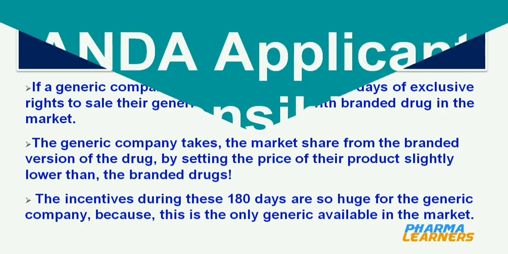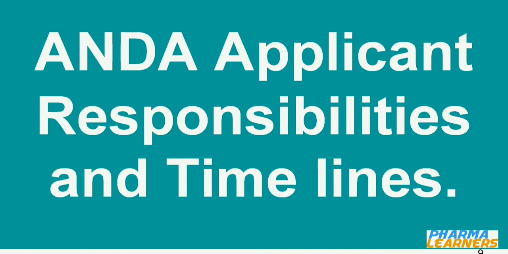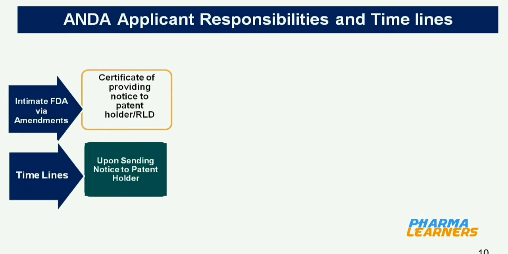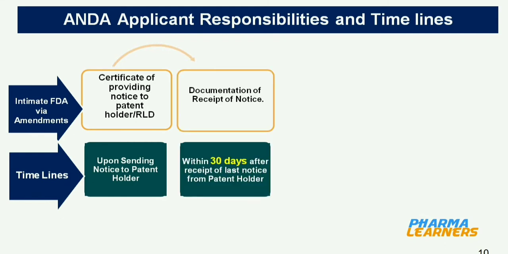Now let me tell you about some responsibilities and timelines the ANDA applicant has to intimate to the FDA. All the information the ANDA applicant has to provide to the FDA via amendments. First, the ANDA applicant has to intimate the FDA in writing about providing notice to the patent holder immediately upon sending the notice. Second, the ANDA applicant has to provide documentation of receipt of notice to FDA within 30 days after receipt of last notice from the patent holder.